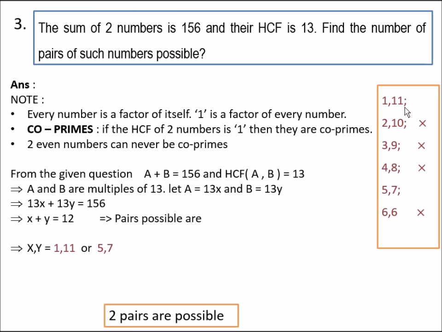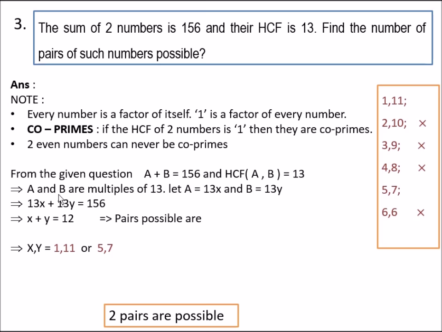That is, for 1 and 11 the HCF is 1, and for 5 and 7 the HCF is 1, but for 2 and 10 the HCF is 2, so they are not coprimes. And for 3 and 9 it is 3, and for 4 and 8 it is 4, and for 6 and 6 it is 6. So the pairs which have a cross mark are non-coprimes. Two even numbers can never be coprimes. From the given question, a plus b is equal to 156 and HCF of a comma b is 13.